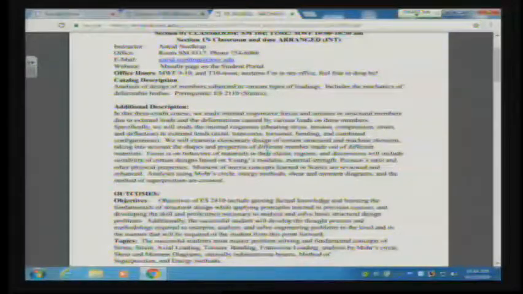So the catalog description of this class: the analysis and design of members subjected to various types of loading, and this includes the mechanics of deformable bodies. Now, those of you that have had statics or mechanics in physics, you may not have even really thought about this, but in statics or in mechanics, Physics 1310 or Physics 1110, we sort of assume that bodies are not deformable and they don't break.